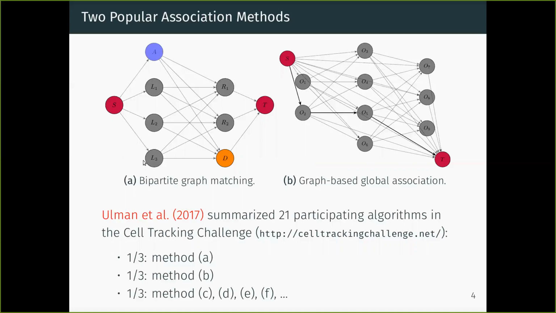Let me give you a quick explanation of method A. Suppose we have 3 cells on the first frame and 2 cells on the second frame. Our task is to match these 2 frames. For example, to determine whether cell L1 matches R1 or R2 or just disappears. Here D implies disappear and A means appear. This can be solved by the bipartite graph matching. Method B can construct a similar graph.